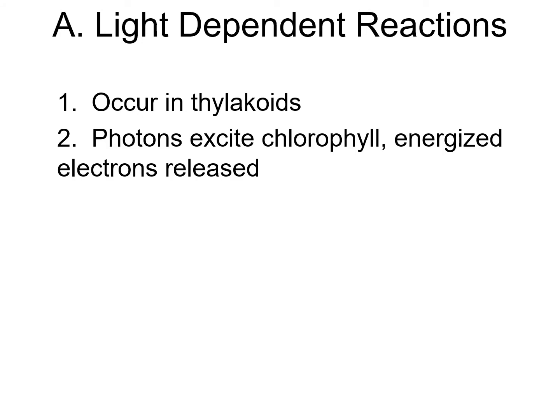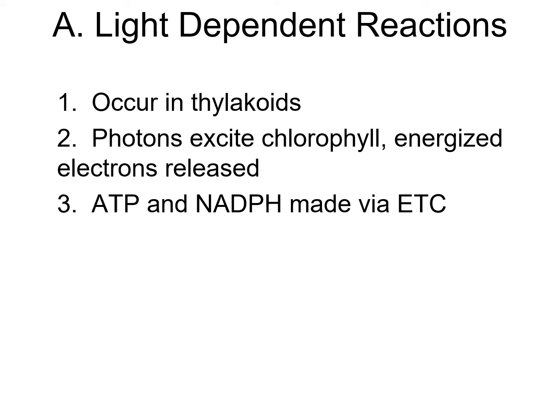They involve chlorophyll molecules getting excited as photons of light strike them, energized electrons being released, passed off to an electron transport chain that produces ATP and reduces the coenzyme NADP to NADPH. So NADP is an important coenzyme in photosynthesis that plays the same role as NAD does in cell respiration.